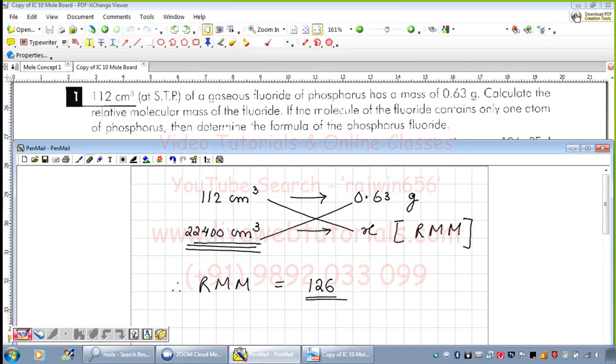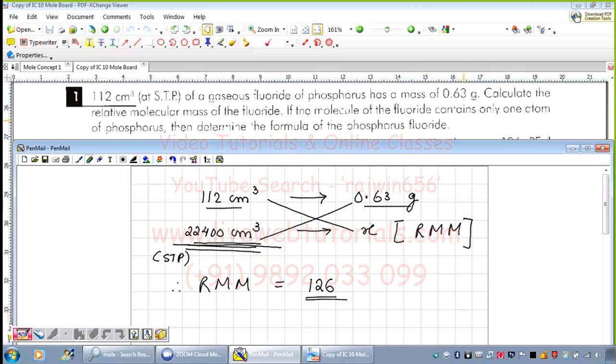How did I make this? Whatever the volume is, its mass is this much. So if I'm going to take the molar volume, meaning the volume of 1 mole of gas, because here it is given at STP, I'm taking it as 22.4 dm cube, that is 22,400 centimeter cube. That will straight away give me the RMM. Let's see the second part.